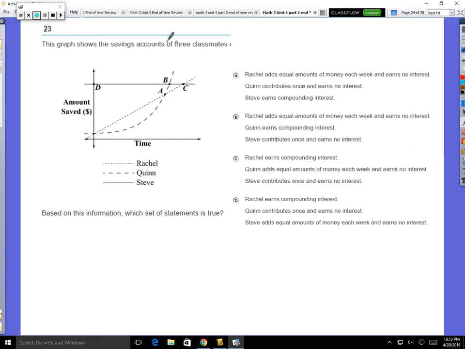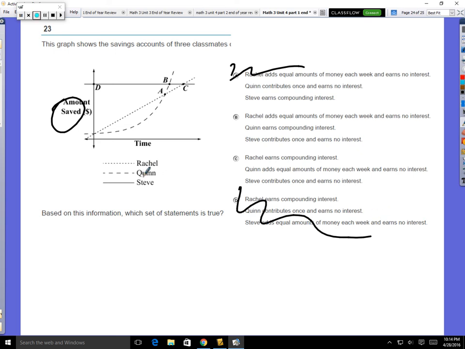23. 3 classmates' savings accounts. Look at Steve. Steve's the solid line. Steve, his money amount saved is never changing. Steve earns compounding interest? No way. Steve contributes once and earns no interest. That is it. Steve contributes once and earns no interest. Okay, so we got it between B and C.